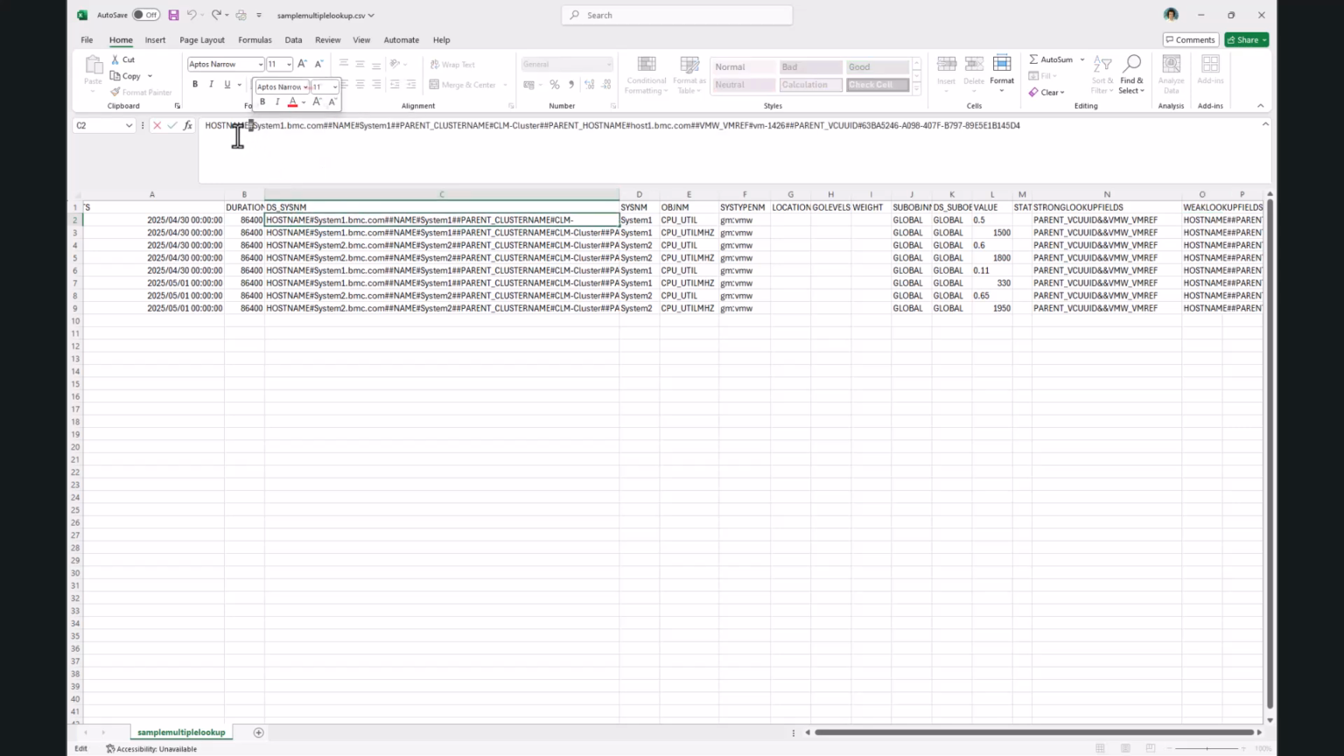Single hashes separate the lookup field from the lookup value. Double hashes separate different lookup fields. So this means system1.bnc.com is the host name is system1, parent cluster name is CLM cluster, parent host name is host1.bnc.com, VM ref is VM1426, and so on.